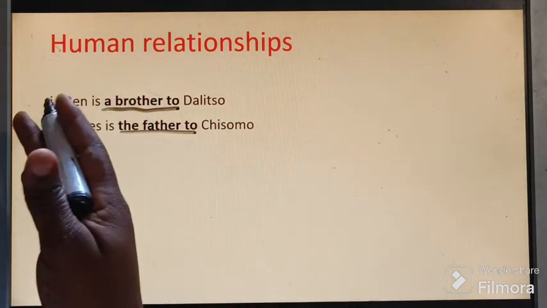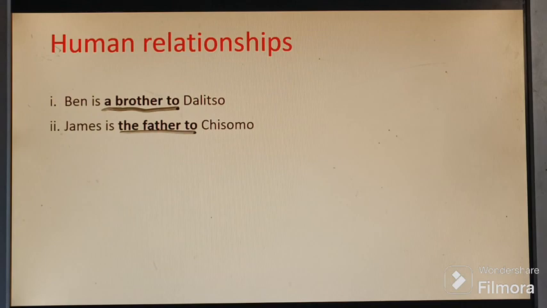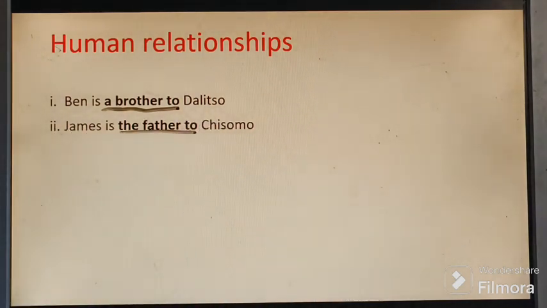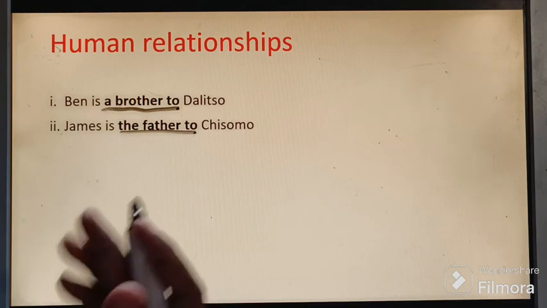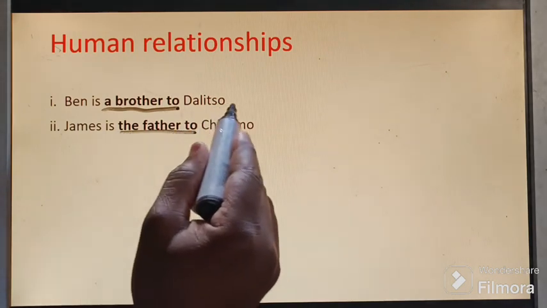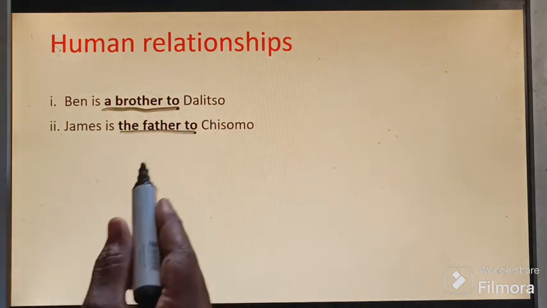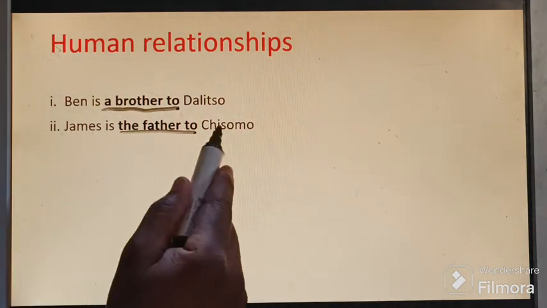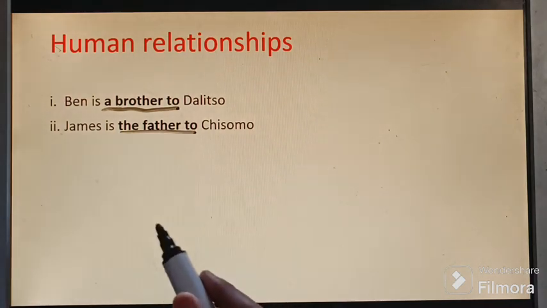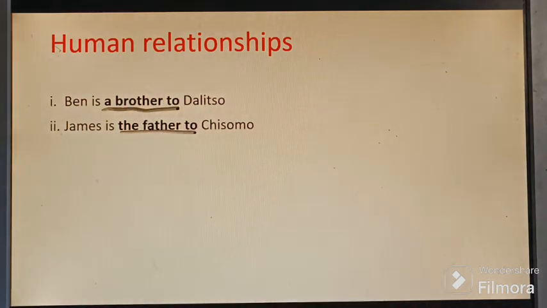All right. How are Ben and Daliso related? They are brothers. So between Ben and Daliso, the relationship is that they are brothers. So this phrase, a brother to, is what shows the relation, the relationship of Ben and Daliso. James is the father to Chisomo, the father to. How are James and Chisomo related? They are related as in James is the father to Chisomo.